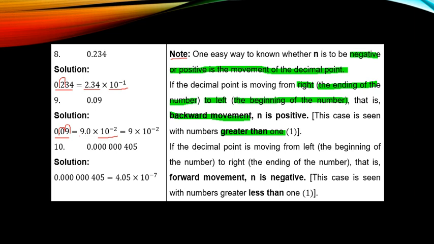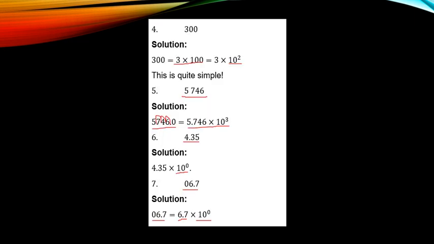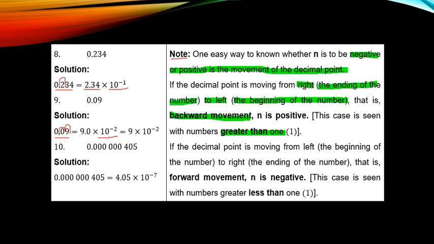Then let's continue. Before we continue, let's go back and check number 5. This number is greater than 1, so you are moving from the ending, that is 6, right to left, and the movement was done 3 times. That is why the power 3 is positive. You see that?